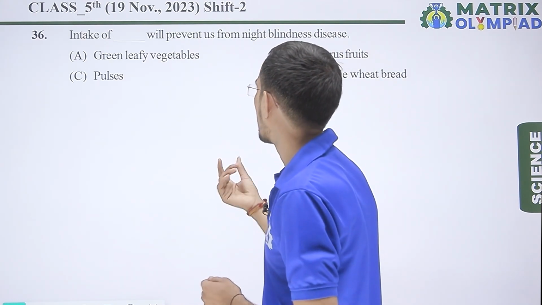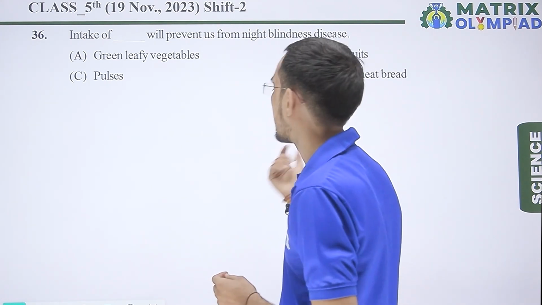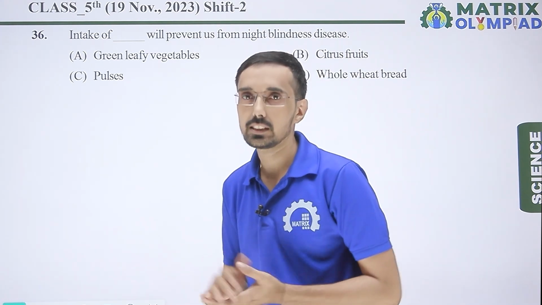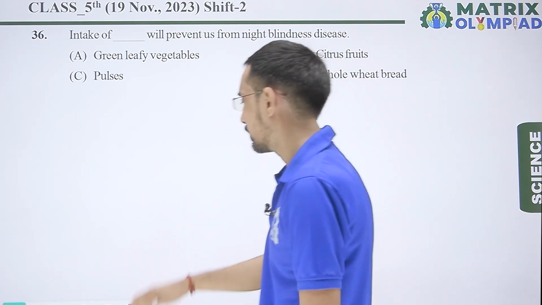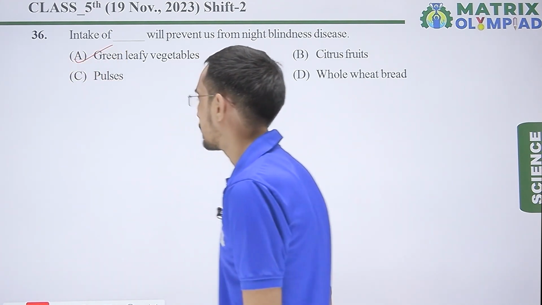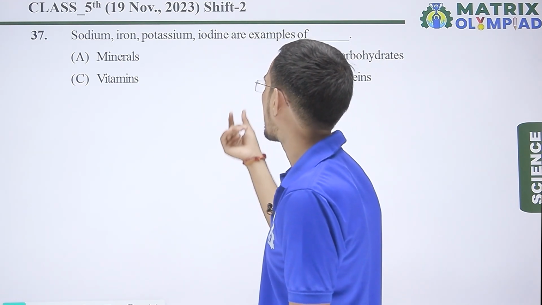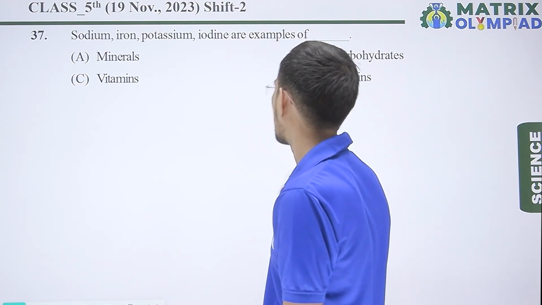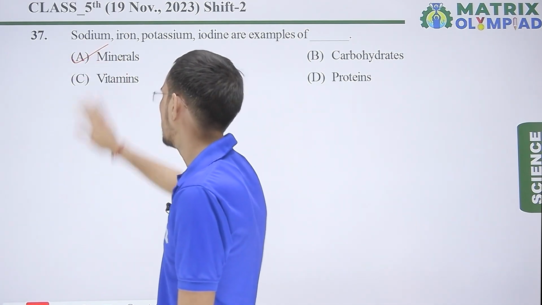Intake of dash will prevent us from night blindness disease. Night blindness is a vitamin deficiency disease which is caused due to vitamin A. So our correct answer will be option A, green leafy vegetables. Next question is, sodium, iron, potassium, iodine are examples of. These are minerals. So correct answer will be option A.